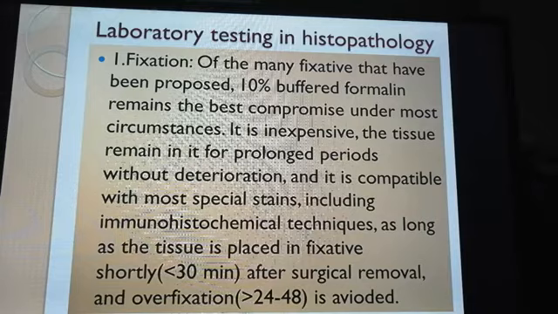Laboratory testing in histopathology. Number one, fixation. Of the many fixatives that have been proposed, 10% buffered formalin remains the best compromise under most circumstances. It is inexpensive. The tissue remains in it for prolonged periods without deterioration, and it is compatible with most special stains, including immunohistochemical techniques, as long as the tissue is placed in fixative shortly, less than 30 minutes after surgical removal, and overfixation of more than 24 to 48 hours is avoided.